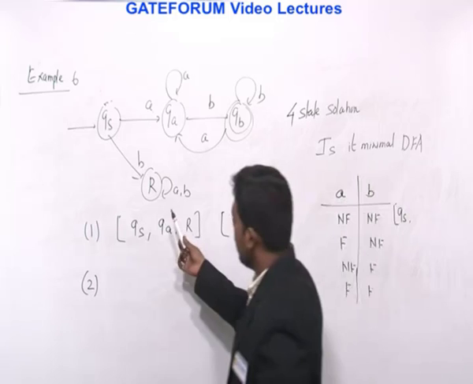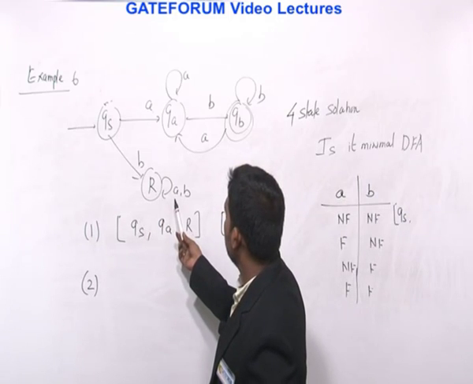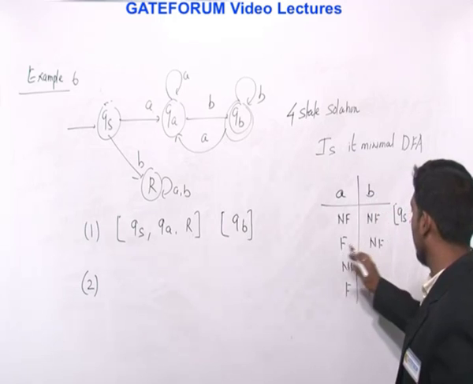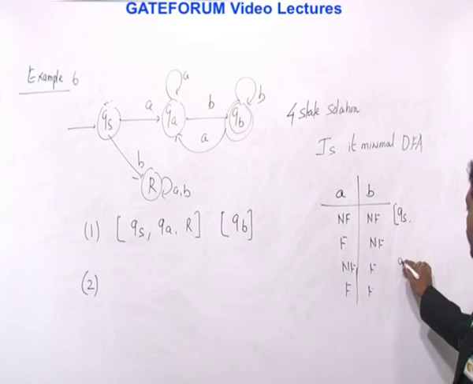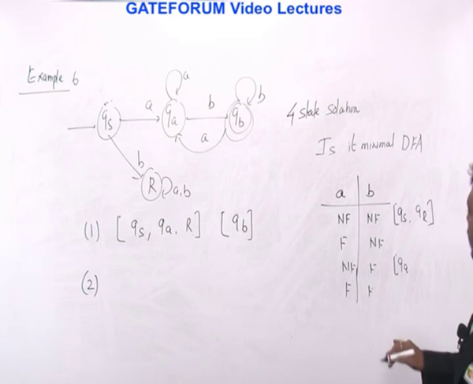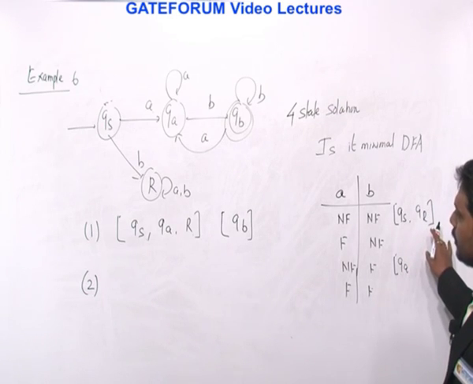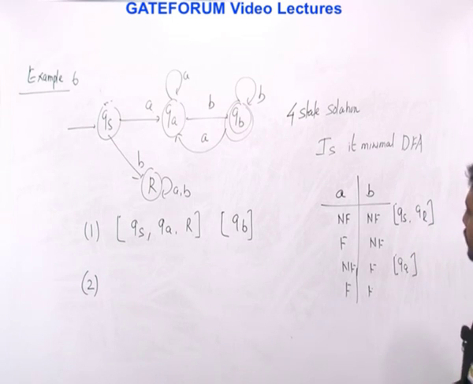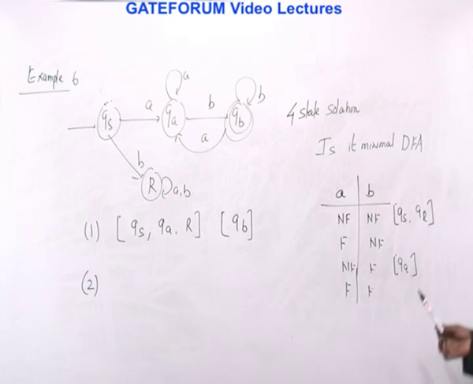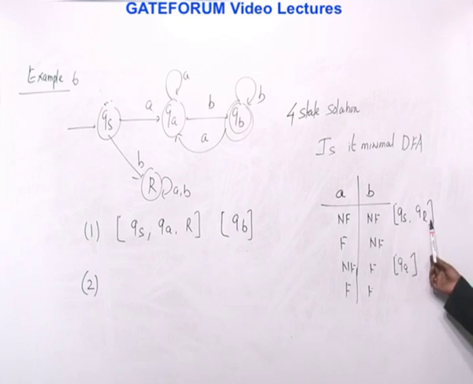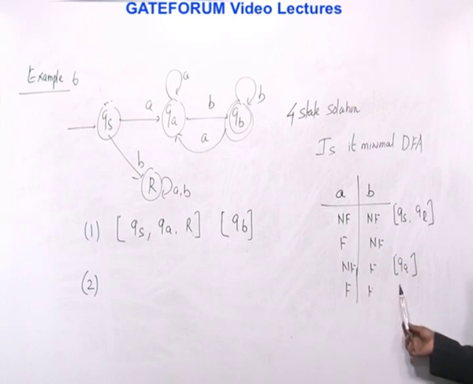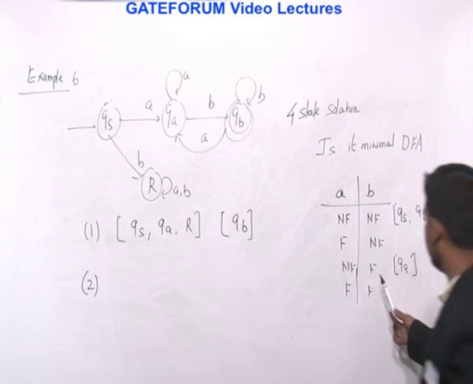QS goes to QA and QR. QR on first symbol B is not allowed, since the string starts with A. QA on input A is non-final, on input B is final. QR goes to QR on both inputs, so that is non-final only. Now the first thing is that we don't have to partition QB, because it is a single final state. But the non-final states are partitioned into two parts, QS, QR and QA, because QS and QR on inputs A and B both reach non-final states, while QA on input B reaches a final state.